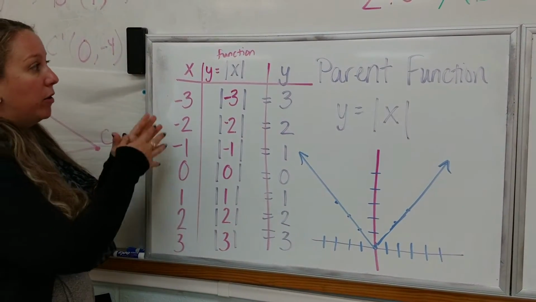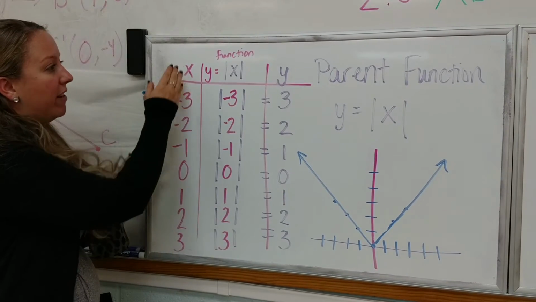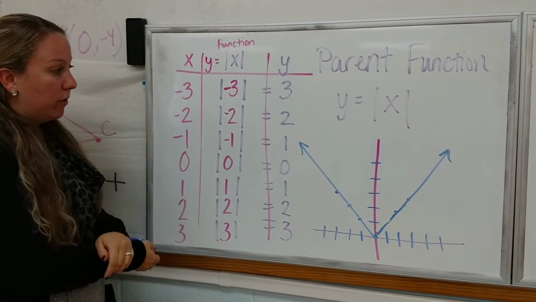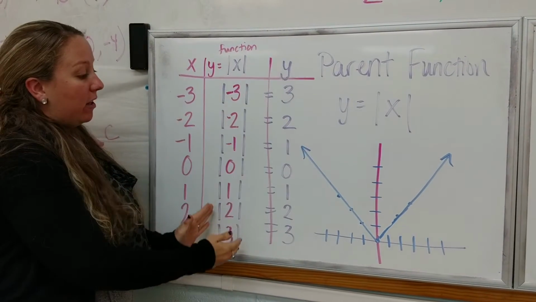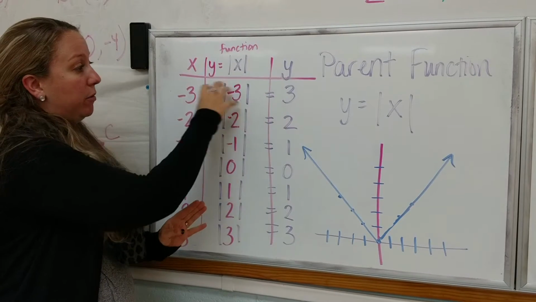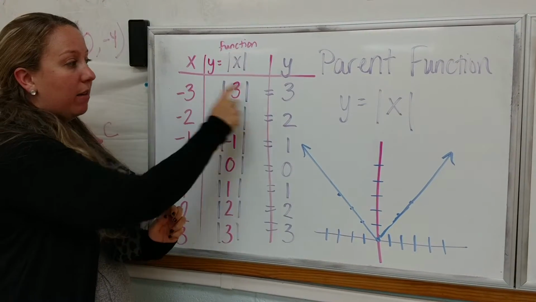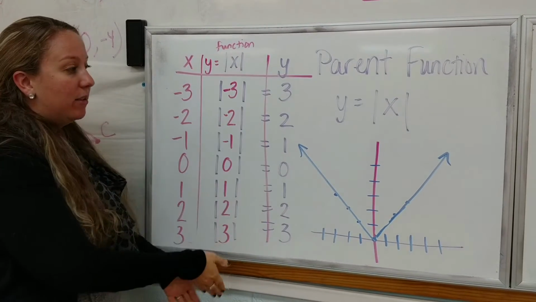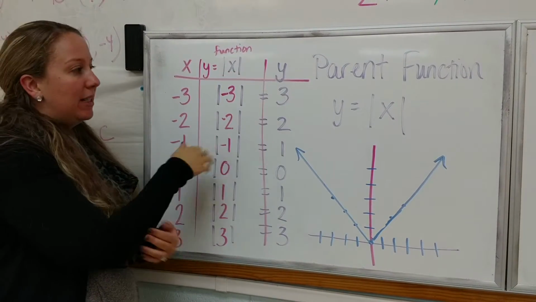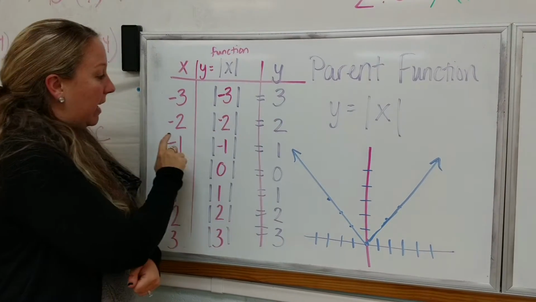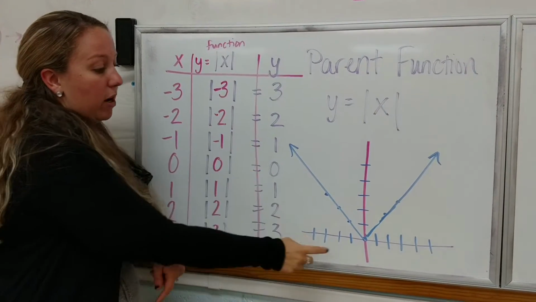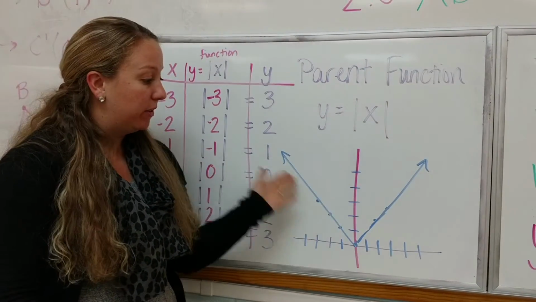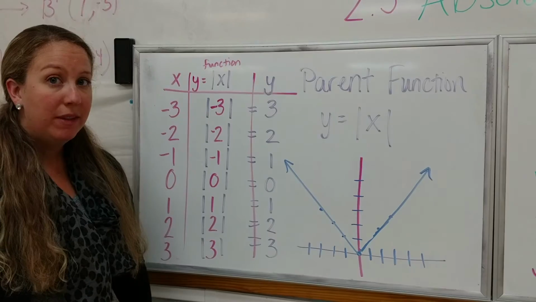And so how you're going to go about graphing this is you have an xy chart where you have -3, -2, -1, 0, 1, 2, and 3, and you're putting them into the absolute value and coming out with the absolute value of this number. So the absolute value of -3 is 3, the absolute value of -2 is 2, the absolute value of -1 is 1, and so on and so forth. And these are your points that you're plotting. So you're plotting -3, 3, -2, 2, -1, 1. And your absolute value is going to graph, it's going to look like this. It looks like a V shape.